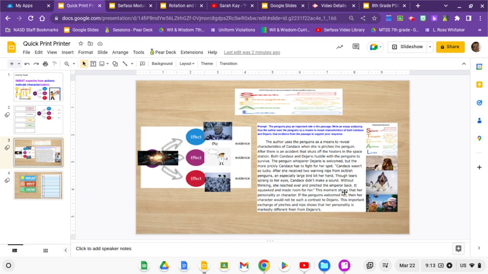This moment shows her personality or character. If the penguins welcomed her, then her character would not be such a contrast to Dahario. This important exchange of pinches and nips shows that her personality is markedly different from Dahario's. Does that answer this prompt up here? Take a moment, please. Would you give this a 4, a 3, a 2, or a 1?